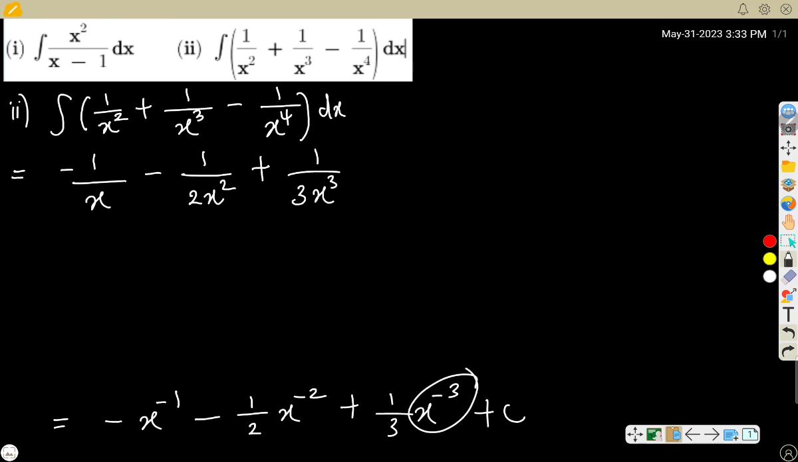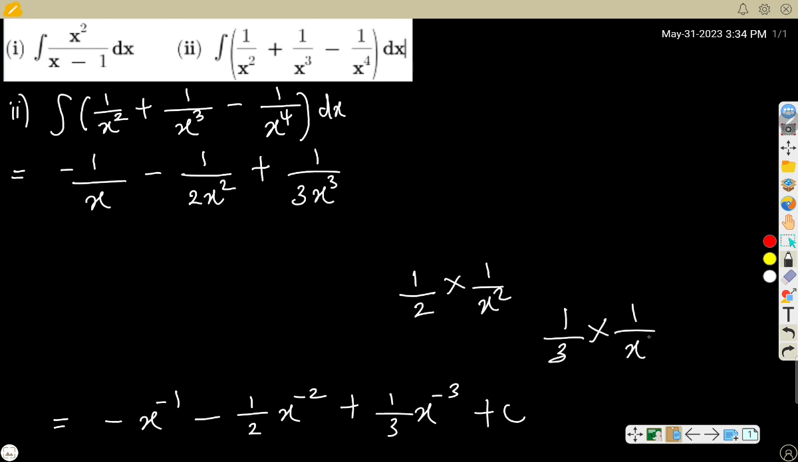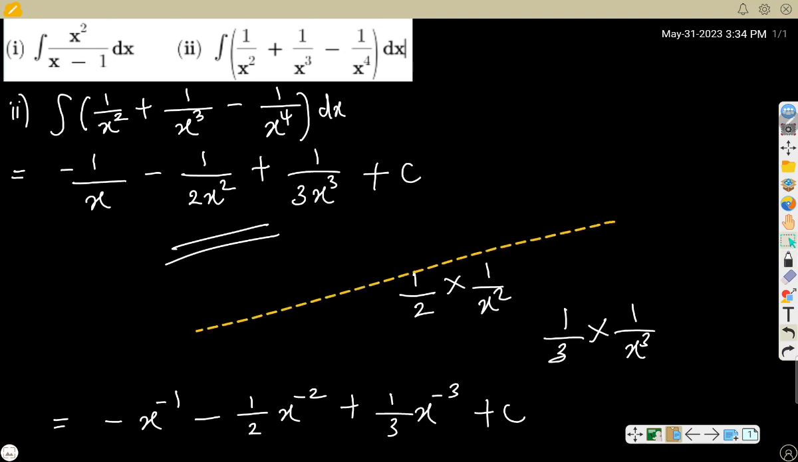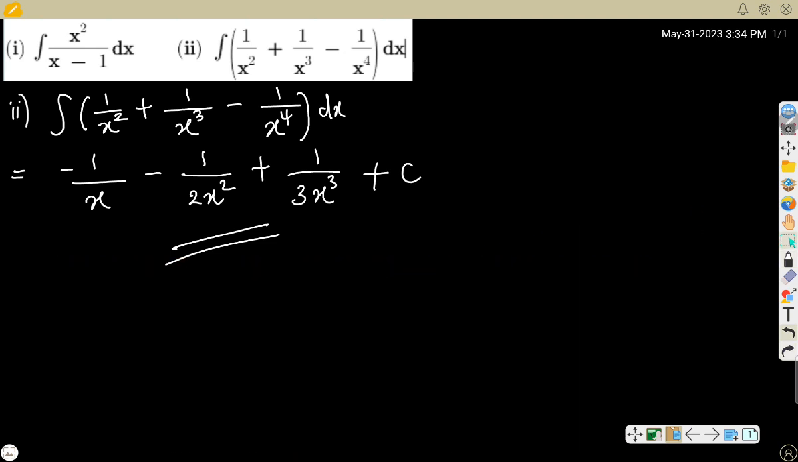As in this one too will turn to 1 over. If you have 1 over 2 times 1 over x squared, that's what we did there, so it will be 1 over 2x squared. The same thing here, 1 over 3 times 1 over x cubed, so that is 1 over 3x cubed. So plus c, the constant of integration. So that is the final answer. So we have solved the question.